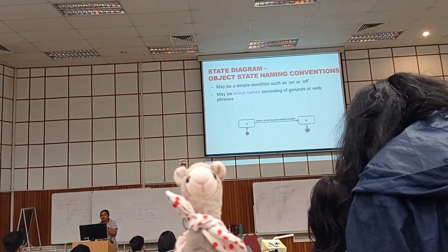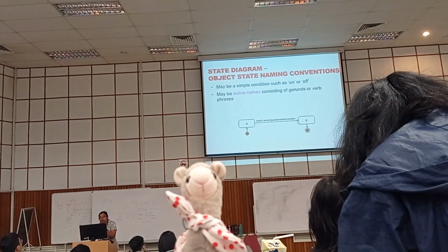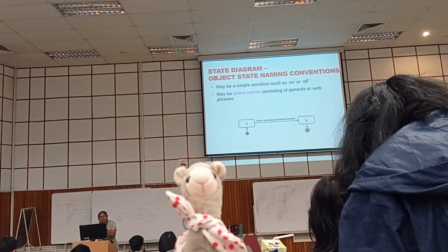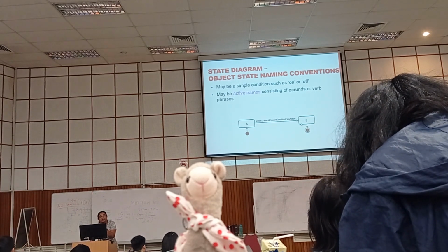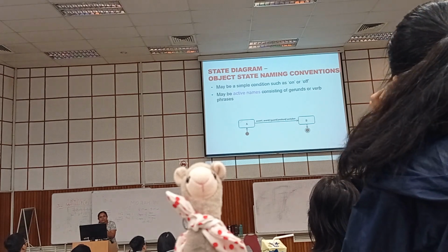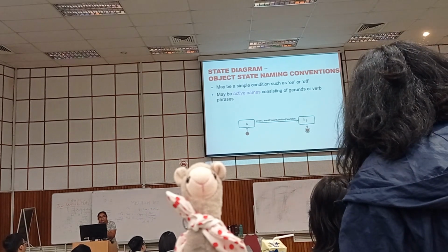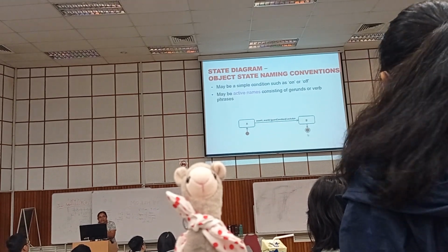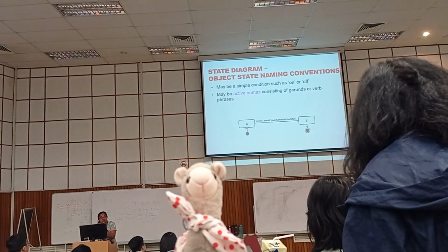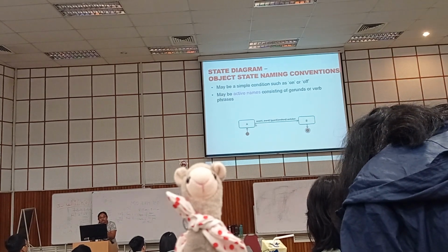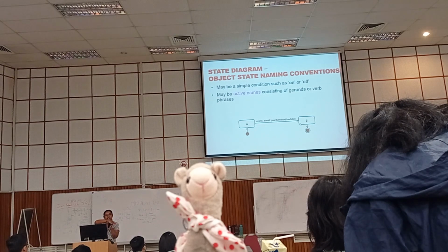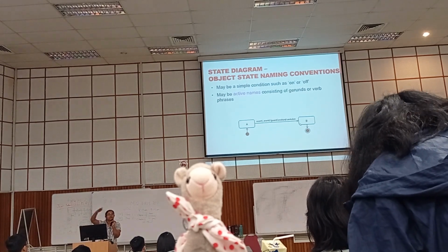2 marks. Then on the direction, on the flow line, we call transition line. This line we call transition line. This one is state. This one also state. This one is start. This one is end. State, state. Then you have transition line. Transition: change from one to another.